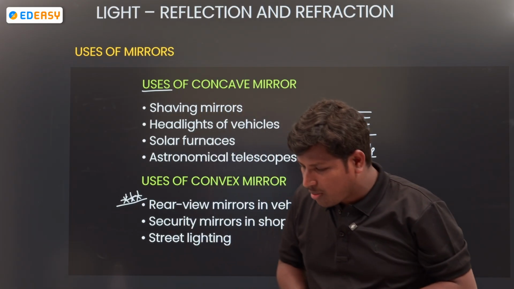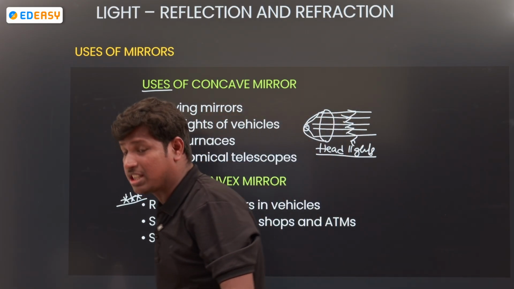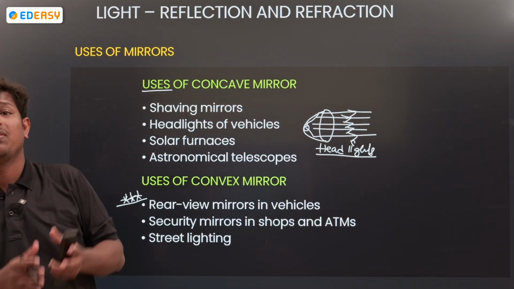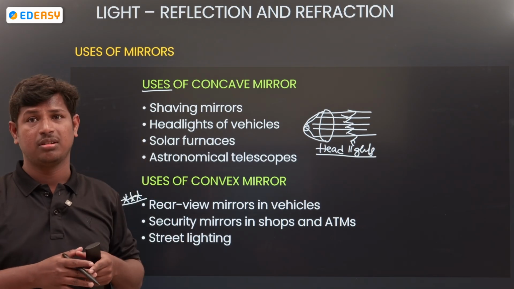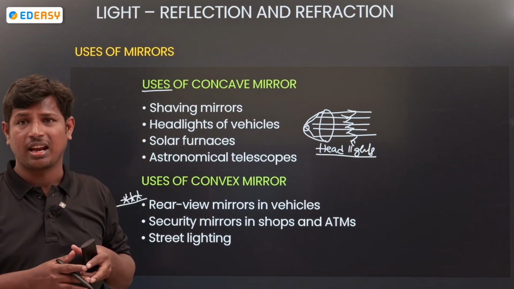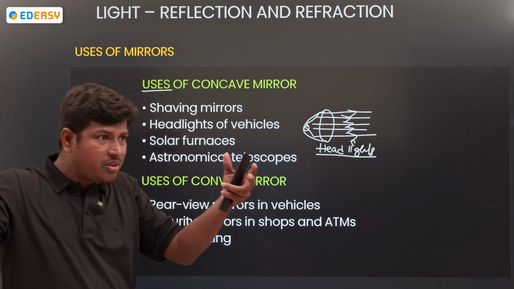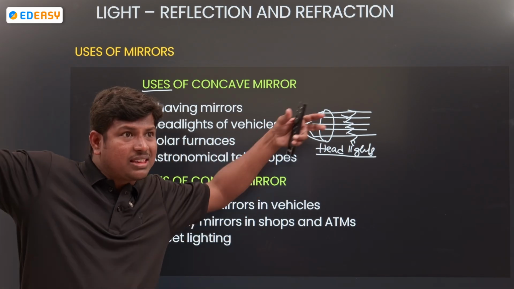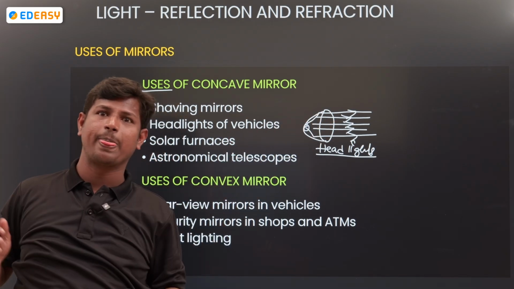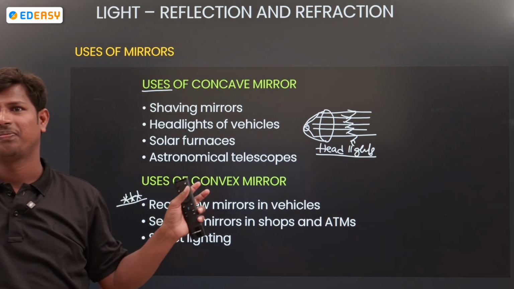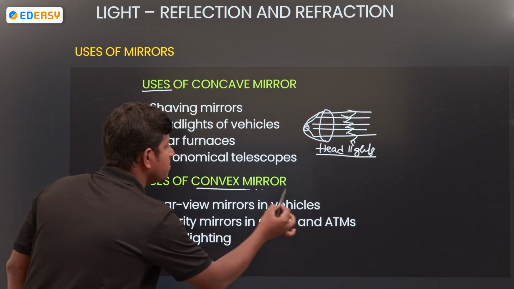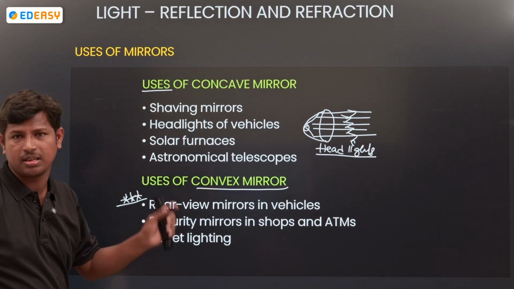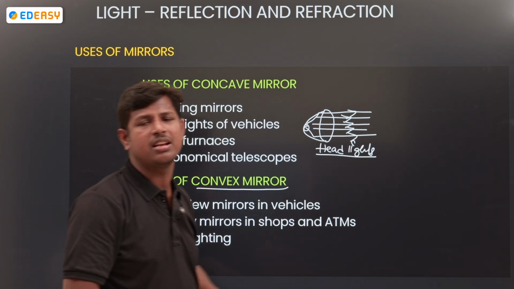If you use a concave mirror, the image will be enlarged. Exactly. If you use a concave mirror, how will the properties be? Sometimes enlarged, sometimes diminished also, right? So if a vehicle is coming towards you and it appears enlarged, what about the other vehicles? By seeing that we will be scared, right? So which type of mirror will we use? A convex mirror is used in rear view mirrors, security mirrors and street lights.